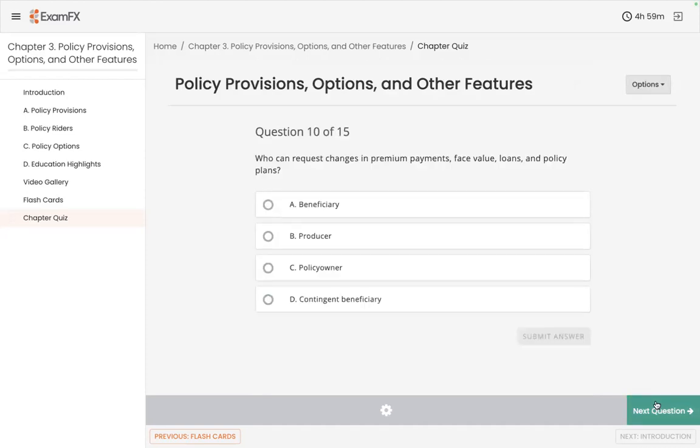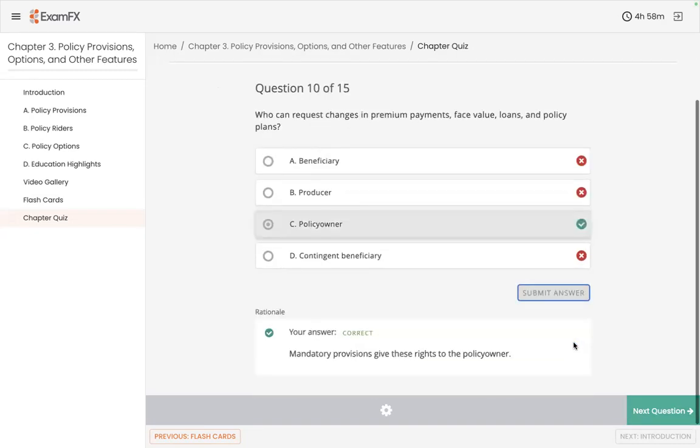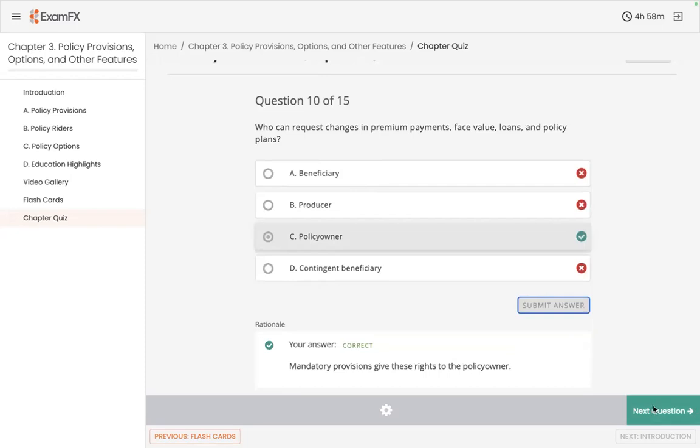Who can request changes in premium payments, face value, loans, and policy plans? The policy owner? Yes, the policy owner is the only one that can make changes in coverages like that. So, yep, it's the policy owner.